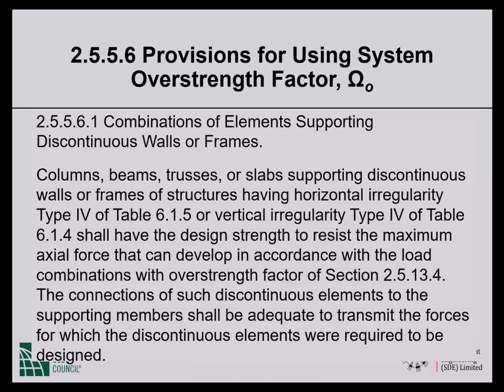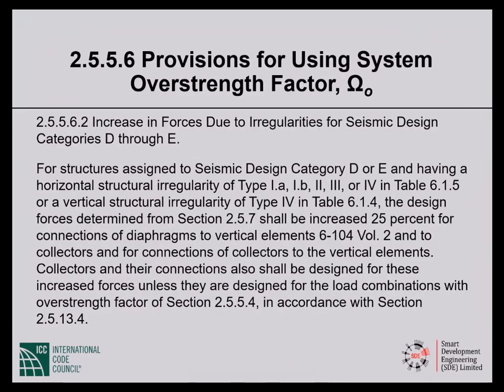These are the columns supporting discontinued shear walls that I was talking about. It is not just columns. Any structural member supporting a discontinued stiff element. That is the most general way of looking at it. So that is item number 1 in BNBC.